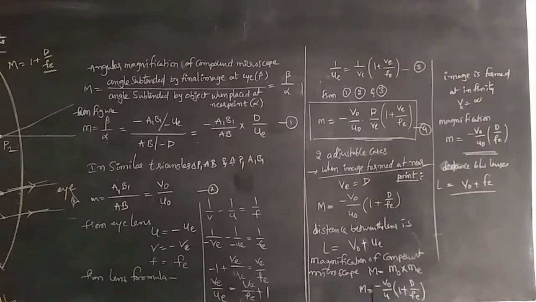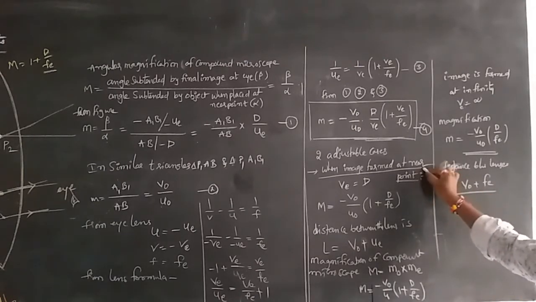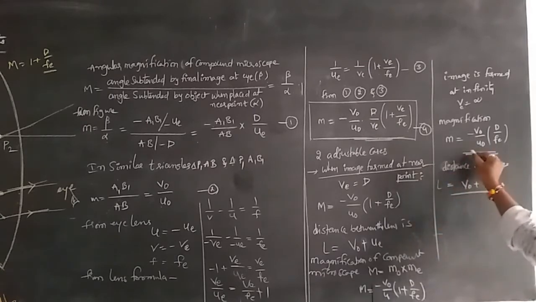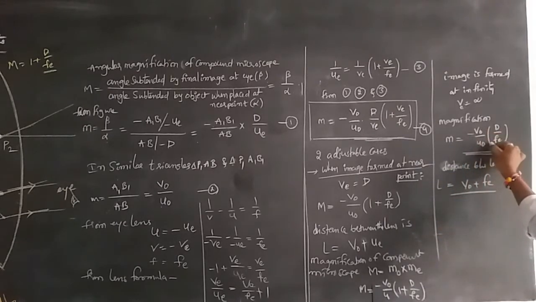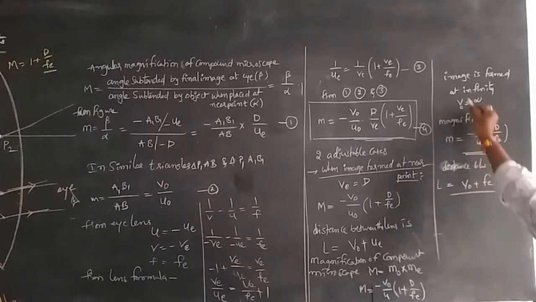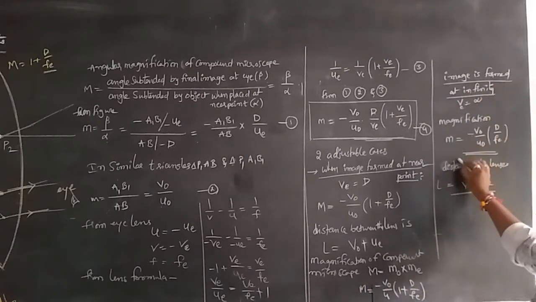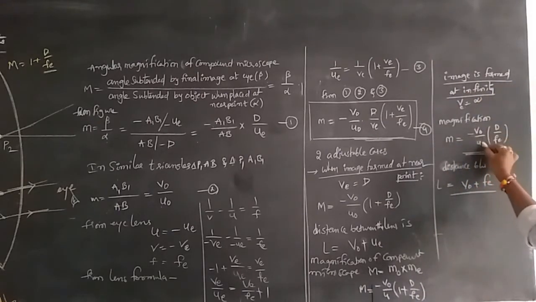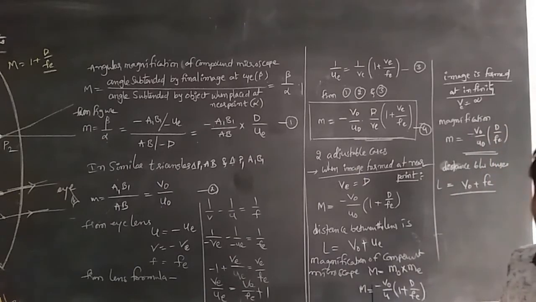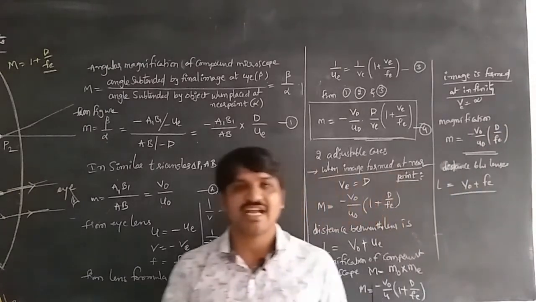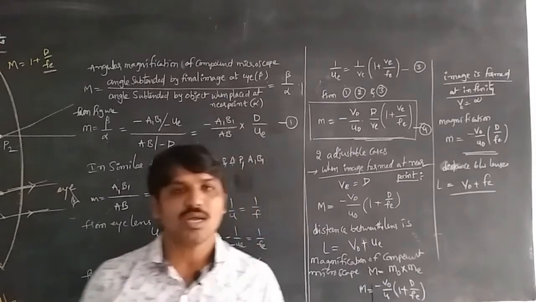So this is about a compound microscope. We can get the equations for the near point and infinity cases. Whenever the image is formed at the near point, m is equal to minus V naught by U naught into (1 plus D by FE), and whenever the image is formed at infinity, m is equal to minus V naught by U naught into D by FE. This is about the magnifying power of a compound microscope.